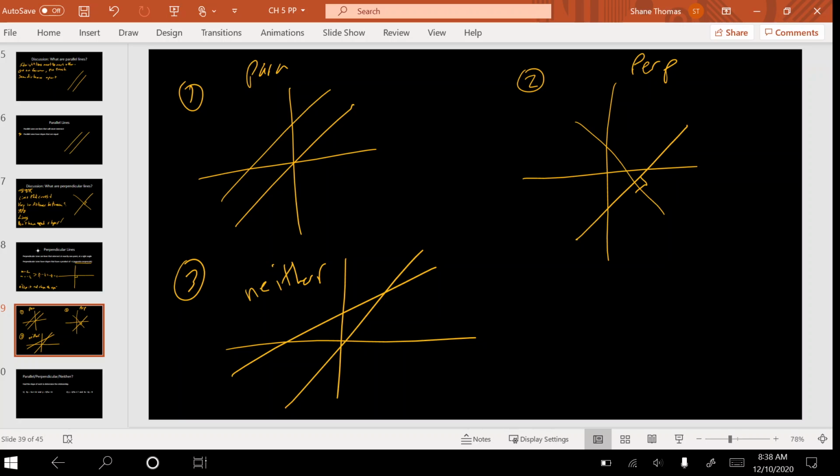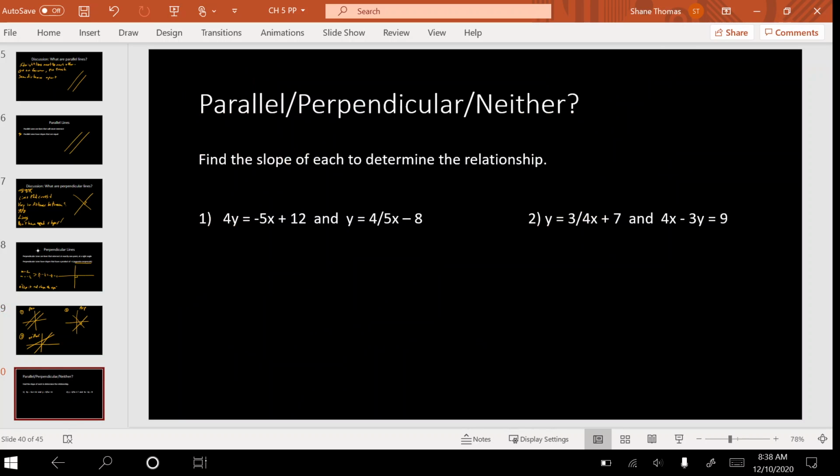So the first thing we're going to do is give you a pair of lines, and we're going to compare them. We want to find whether they are parallel, perpendicular, or neither. This is the first type of problem you're going to have. Parallel, perpendicular, neither. So you have to find the slope of each to determine the relationship. If you're given a pair of lines and asked whether they're parallel, perpendicular, or neither, just find the slope of each one.